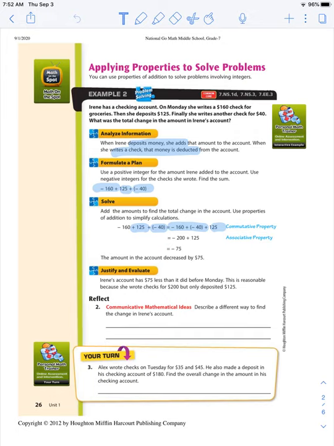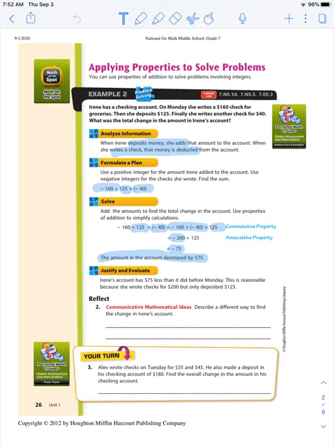So -160 plus -40 is -200. Now I can add that positive number. -200 plus 125 is -75. So the amount in the account decreased by $75.